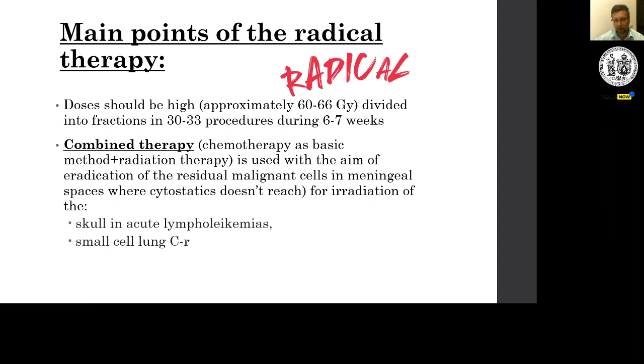We just divide the total amount of grays, the total dose, by the number of procedures, and as a result we receive the dose per one fraction. In case of combined therapy, for example, if we use chemotherapy as a basic method and radiation therapy as an additional method, it is used with the aim of eradicating residual malignant cells in, for instance, meningeal spaces where cytostatics don't reach, for radiation of, for instance, the skull in acute lympholeukemias, small cell lung cancer, and so on.